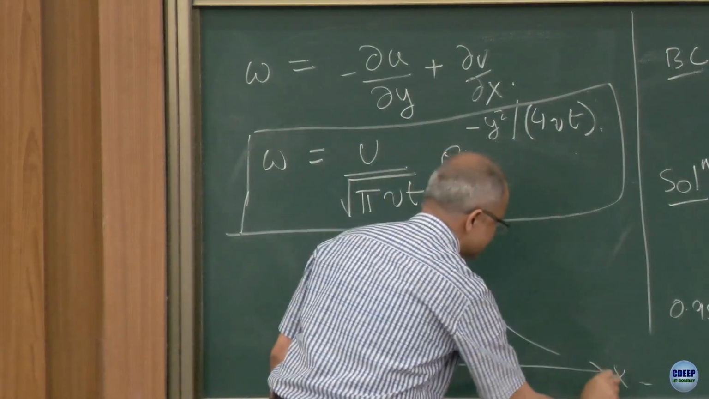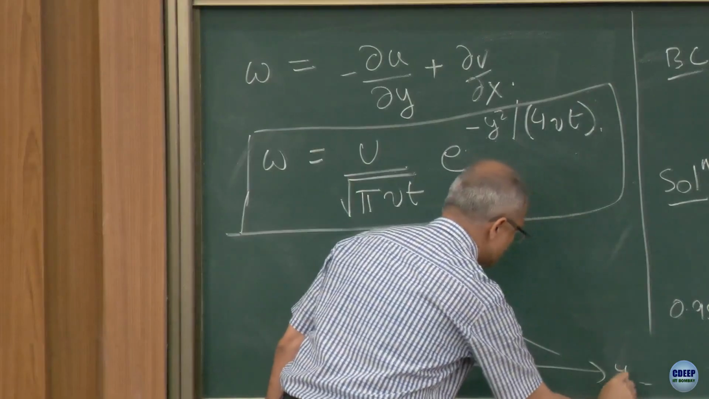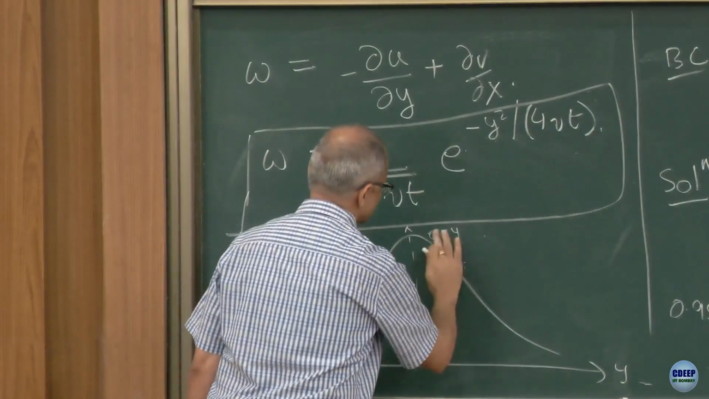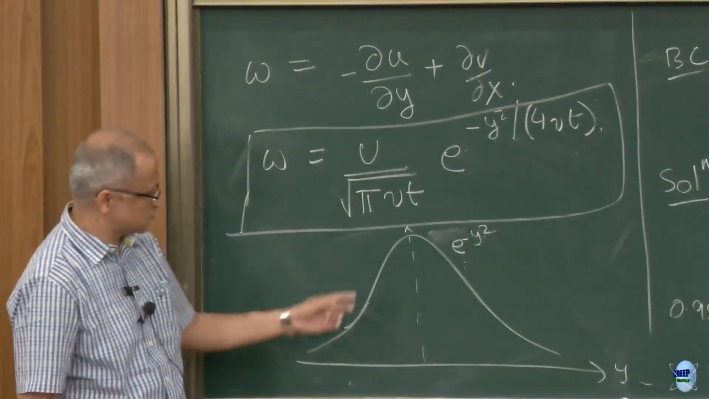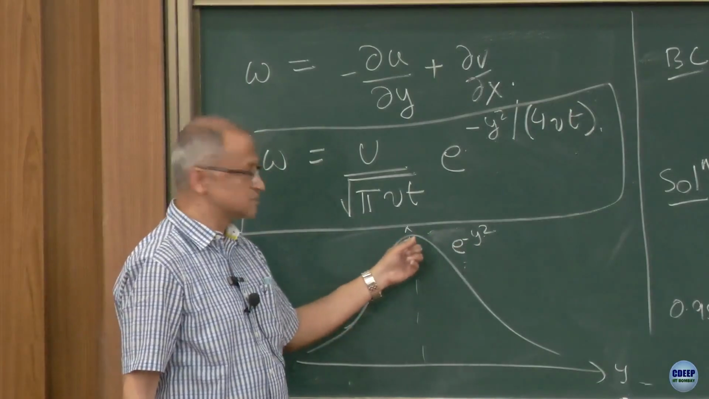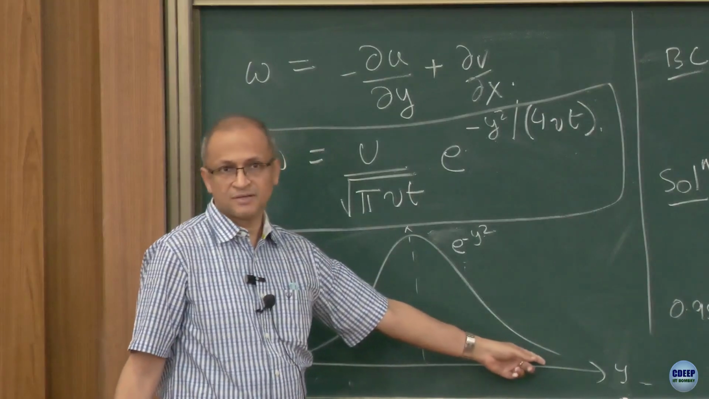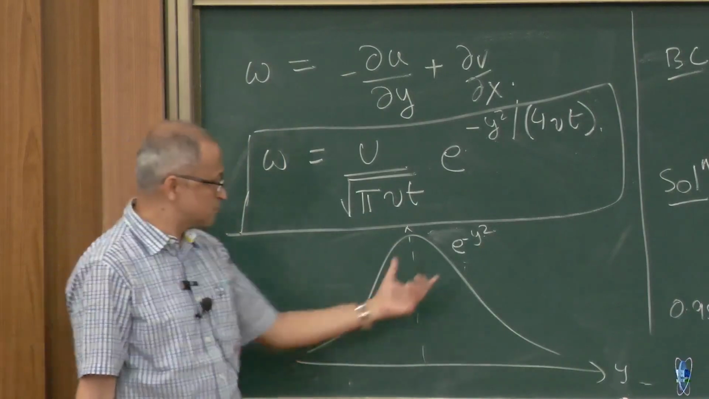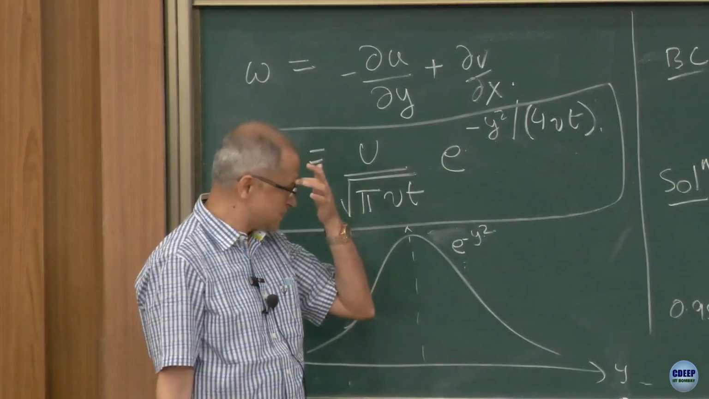So this is my x. Let us say I'm looking at it in terms of y. This is my exponential of minus y square. This is how it would look. At y equal to 0, this has a maximum value, which is equal to 1. As y tends to infinity, it becomes 0, and as y tends to minus infinity, again it becomes 0, because it is a minus y square.